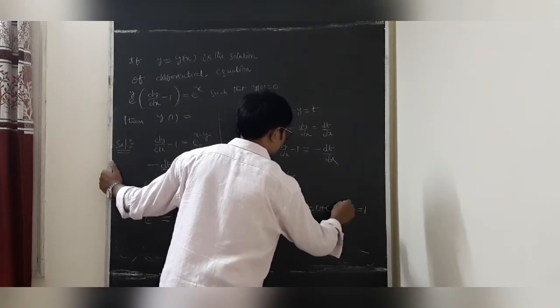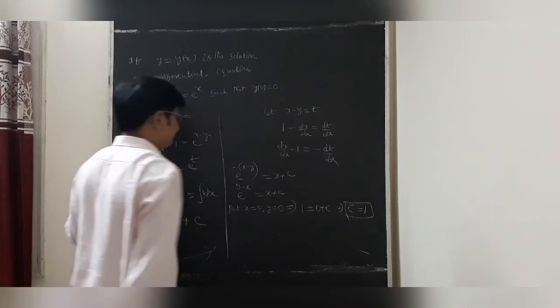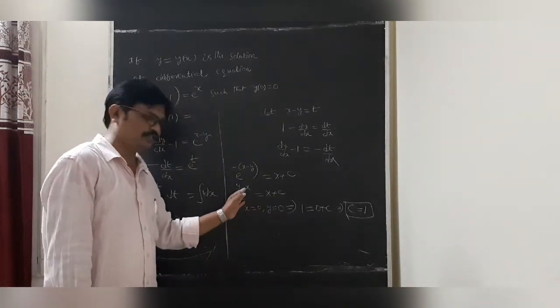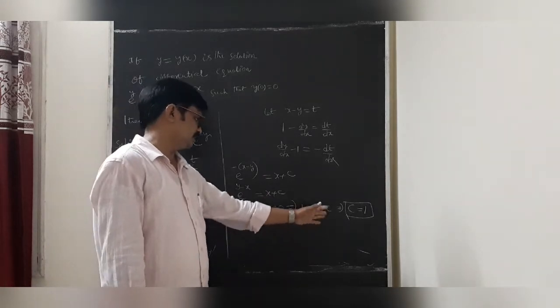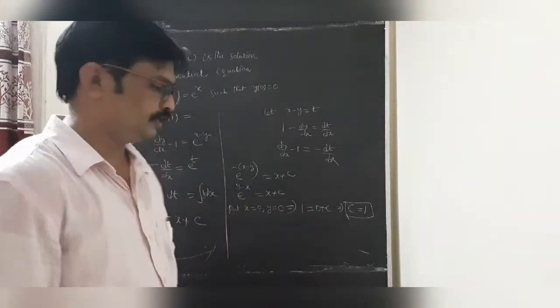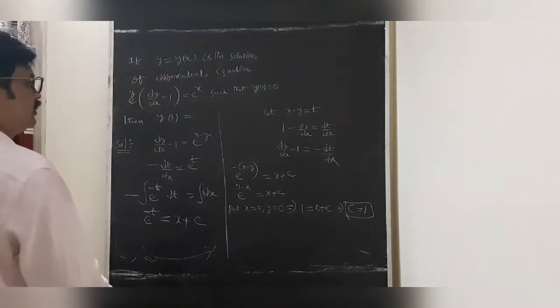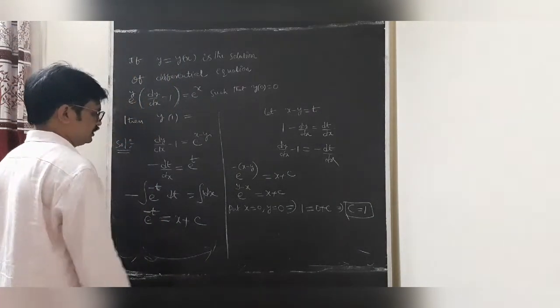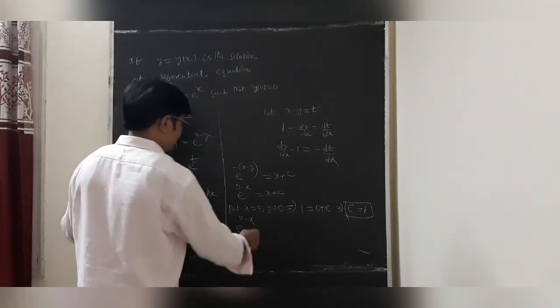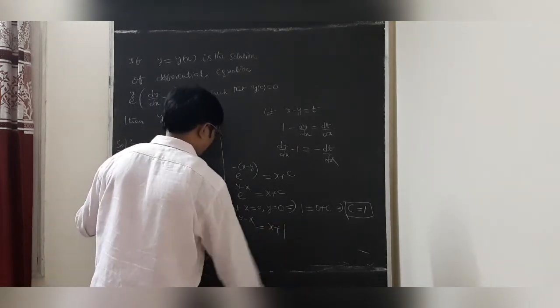Dear students, c equal to 1. Putting x = 0, y = 0, e power 0 is 1. Yes, x is 0, then c equal to 1. Okay students, when you get c equal to 1, this is e power y minus x equal to x plus 1.